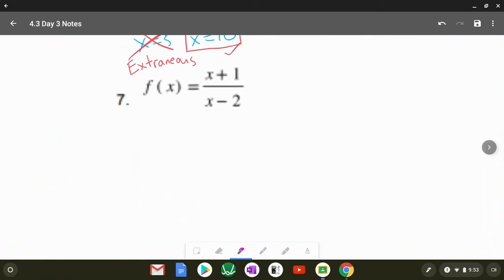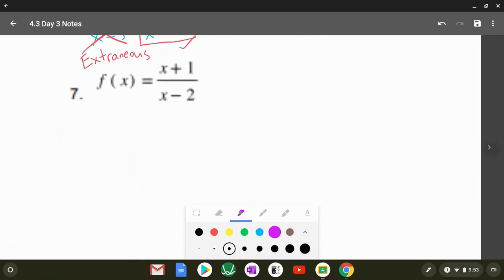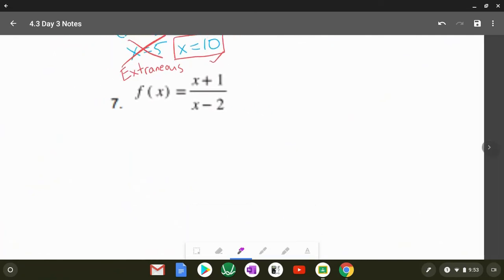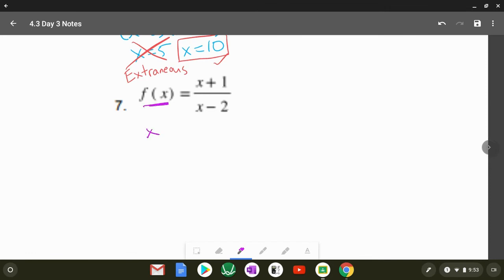The last one on this front page here looks very similar to number 4, so we're going to go ahead and follow kind of the same protocols here. Input matches the output. As we said, we have to multiply by x minus 2. So the second we do that, we're going to have to make sure we check for extraneous solutions at the end. These cancel, distribute it out, and then again move everything to one side.